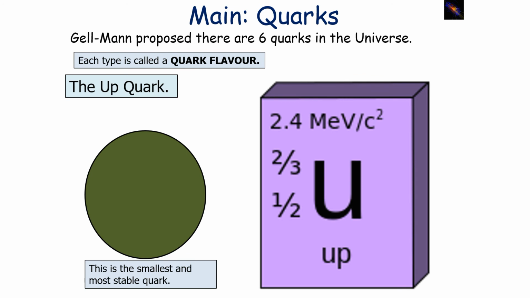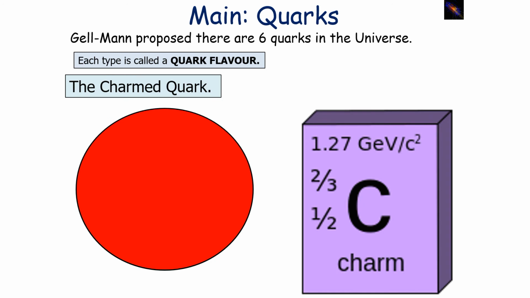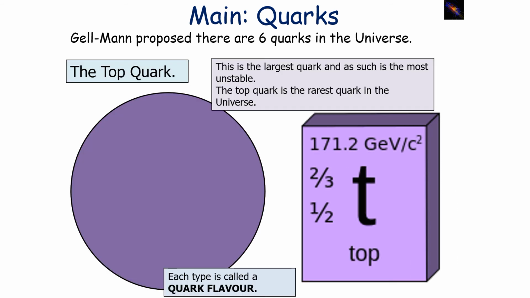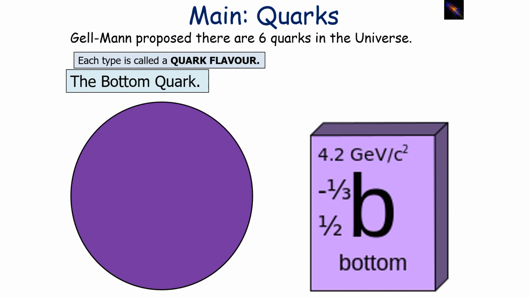Now there are actually 6 quarks in the universe. Now each type is called a quark flavor. You've got the up quark, the down quark, the strange quark. Now the strange quark gives a particle its strangeness, the charmed quark, and the top quark. Now this is the largest quark and therefore the most unstable, so it's actually the rarest quark in the universe, and it was only first observed in 1995. And finally we've got the bottom quark as well.